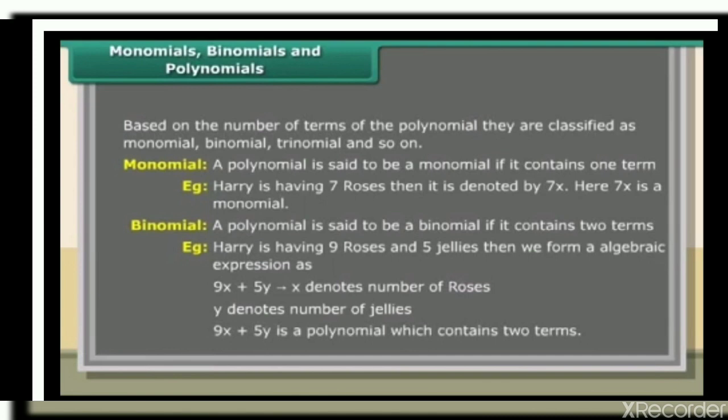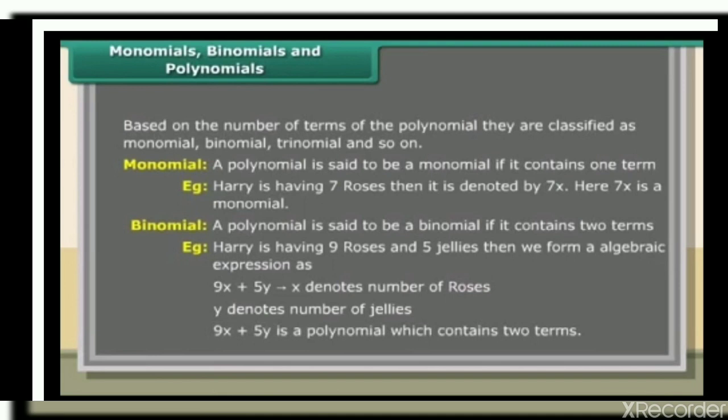Based on the number of terms of the polynomial, they are classified as monomial, binomial, trinomial, and so on. A polynomial is said to be a monomial if it contains one term. For example, Harry is having 7 roses, then it is denoted by 7x. So, here 7x is a monomial.